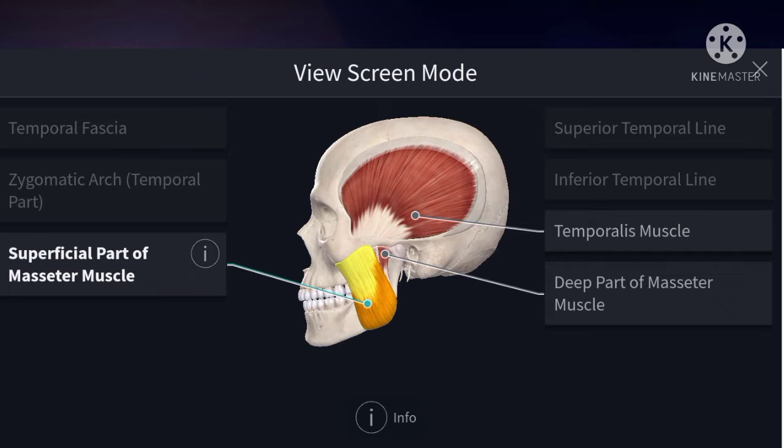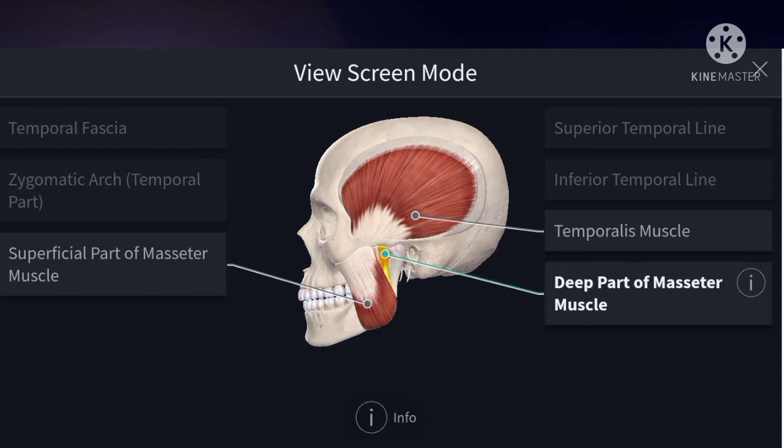And now we will talk about the deep part of the masseter muscle. As you can see here clearly, the deep part of the masseter muscle arises from the deep surface of the zygomatic arch, and the fibers of the deep part of the masseter muscle pass vertically downward and get inserted into the rest of the ramus of the mandible. It is also supplied by the masseteric nerve, which is a branch of the anterior division of the mandibular nerve.